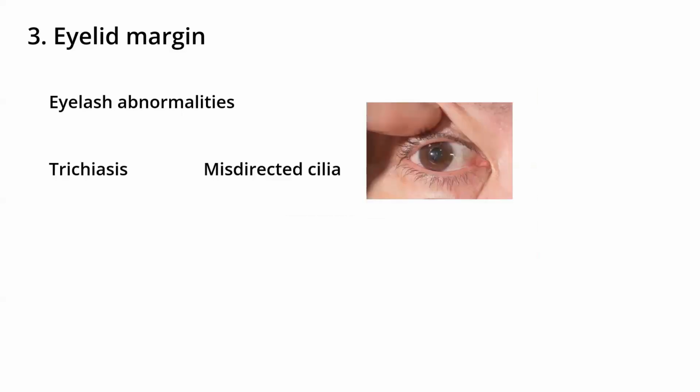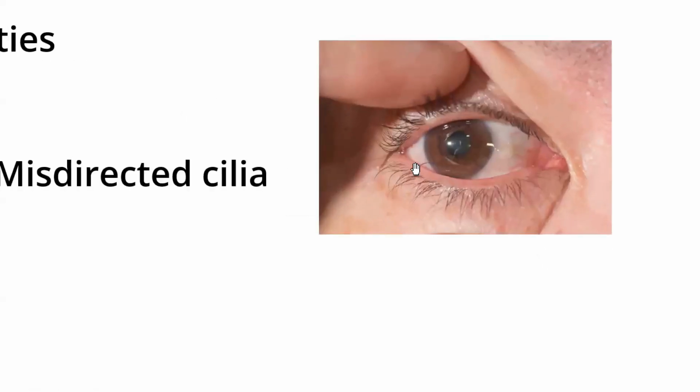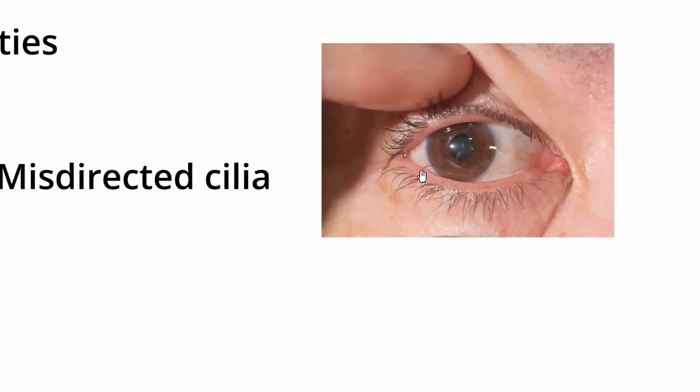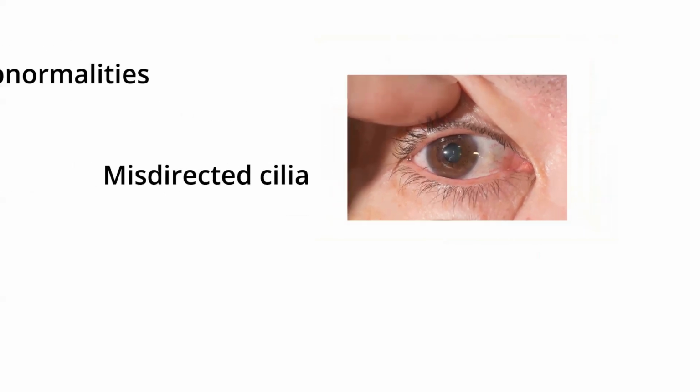Then eyelashes. Once you have seen the margins of the eyelid, you'll look for eyelash abnormalities. What are the abnormalities that you can see in eyelashes? Trichiasis, otherwise called misdirected cilia. Here the lid margin is well opposed, but one eyelash is misdirected and it is touching the cornea.